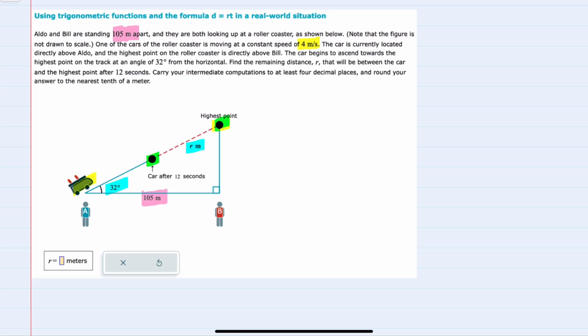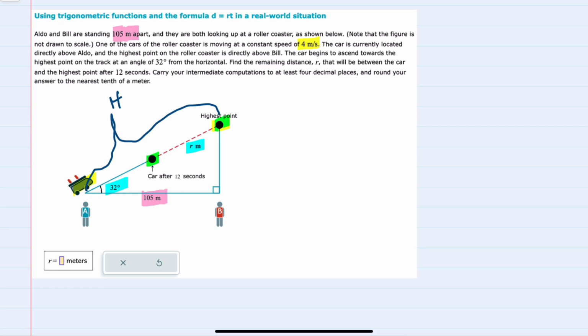point. Carry your intermediate computations to at least 4 decimal places and round your answer to the nearest tenth of a meter. I'm going to approach this problem in 2 pieces. First, I can use the trig functions to determine the length of the hypotenuse, and from that I can start to find the remaining length here, r.